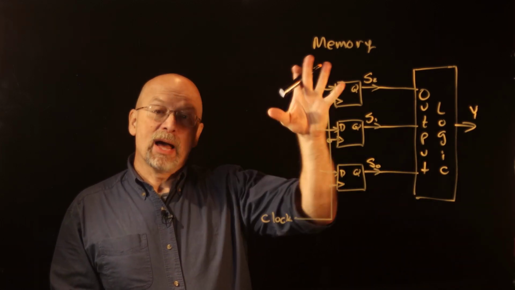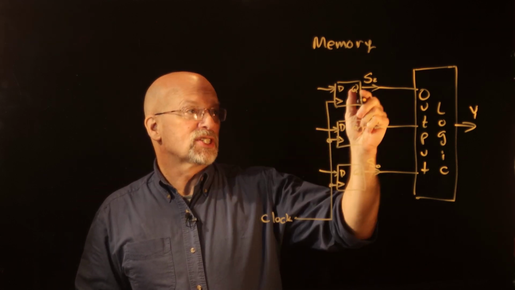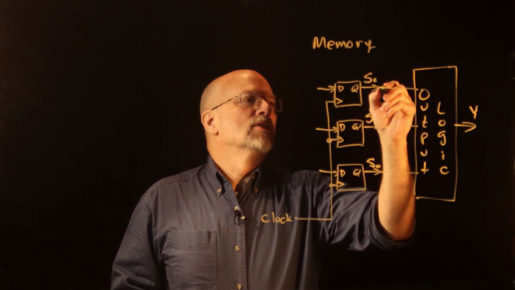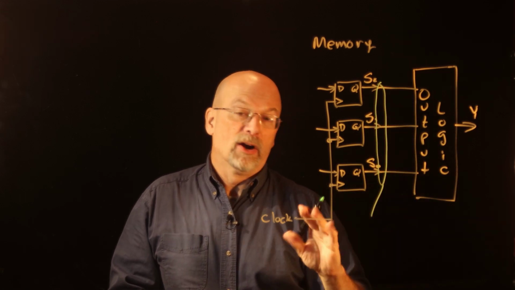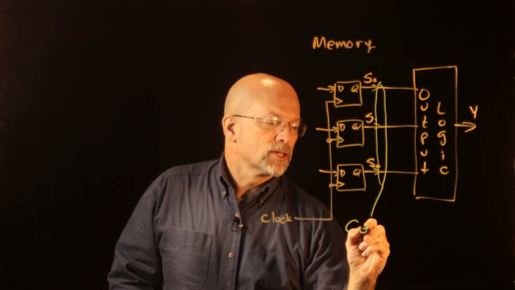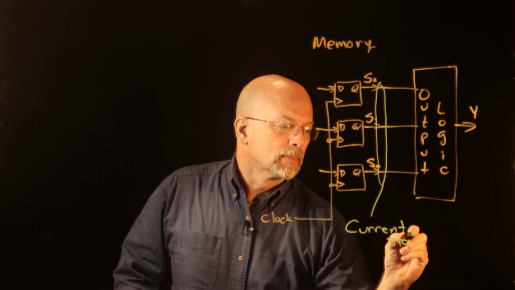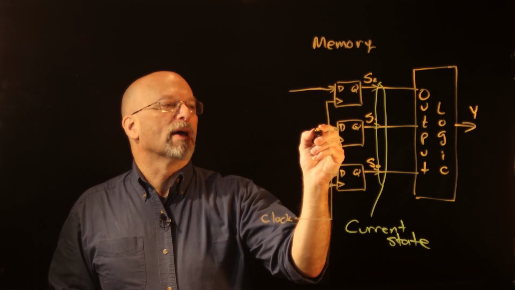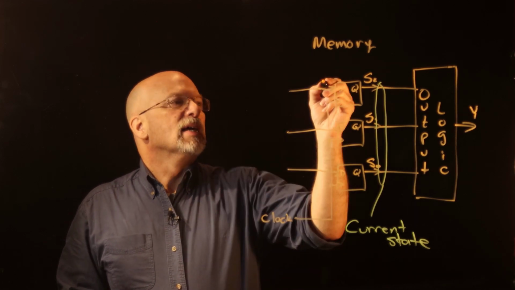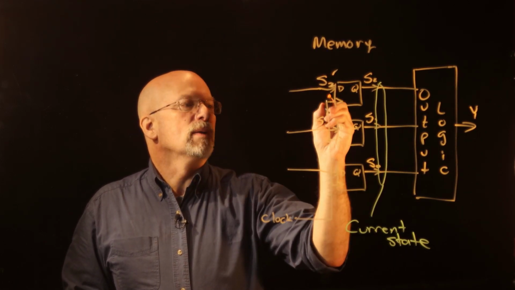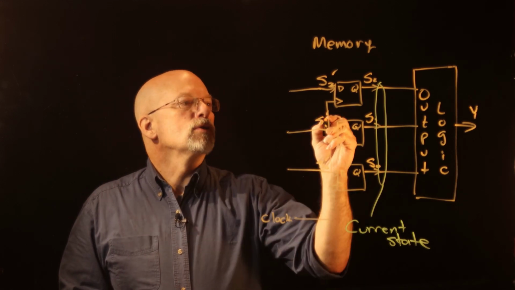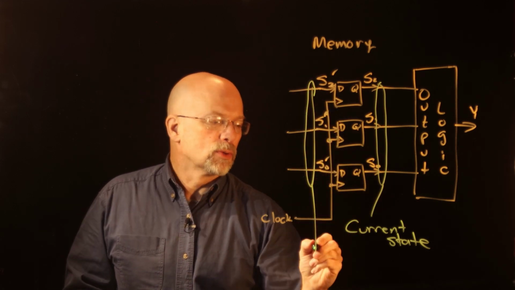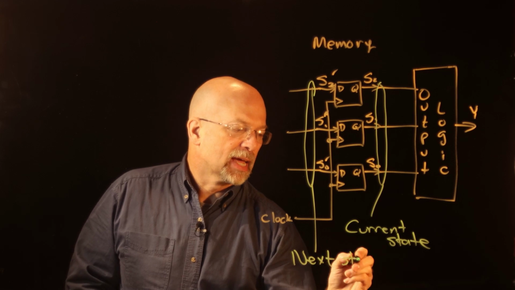All right, now coming into our memory, we have the next state. So these 3 bits right there, and it could be, as I said before, any number of bits, this is the current state. Now, coming into these D flip-flops, I've got S2 prime, S1 prime, and S0 prime. So those primes identify this as where we are going to be going. So this is the next state.